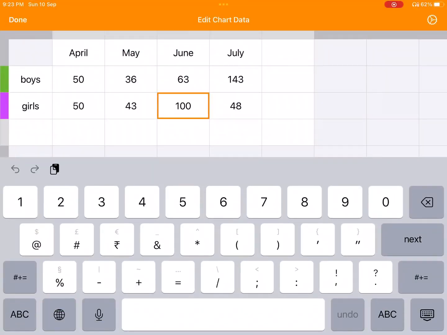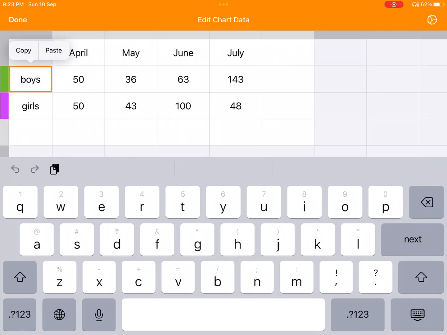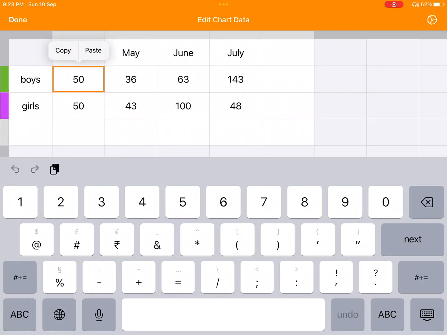So let's assume the number of boys in April is 50 students. Similarly, 50 girls are there. In May, 36 boys and 43 girls. In June, 63 boys and 100 girls present in that particular June month. Similarly, in the same class of 143 students, in that particular event, 143 boys are present and 148 girls are present.